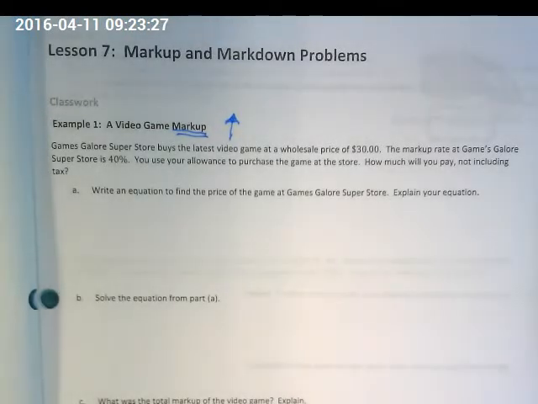They buy things low and then they sell them for higher than they paid, and then they use the money that they get from you to pay for what they purchased, pay for their employees, and whatever's left over is their profit. That's how businesses work. So we're looking at this video game store.